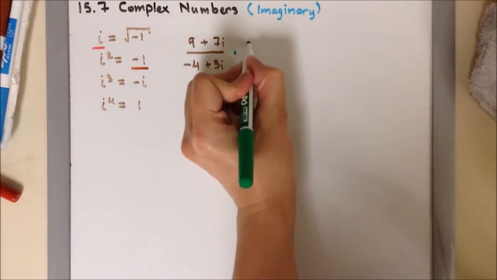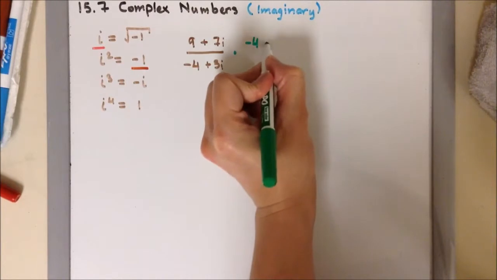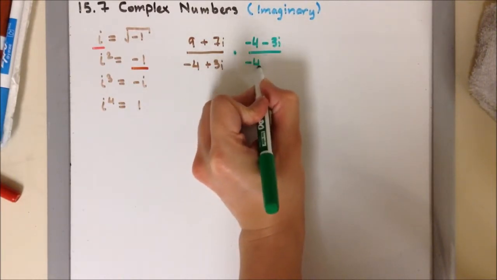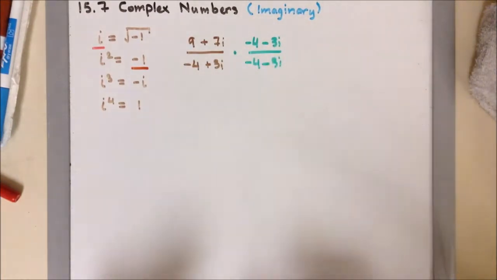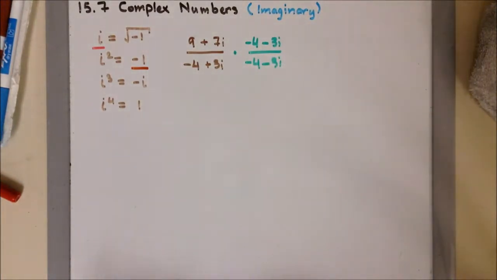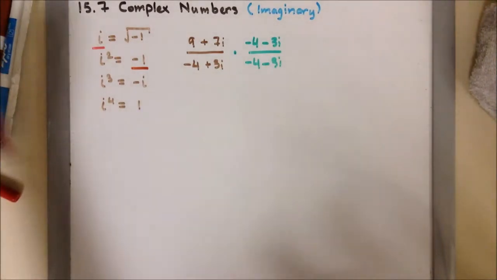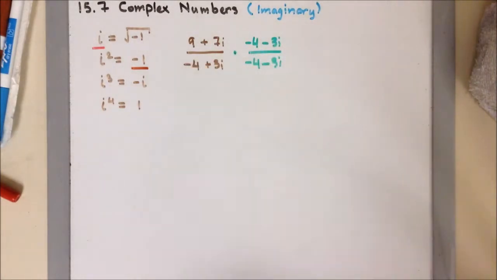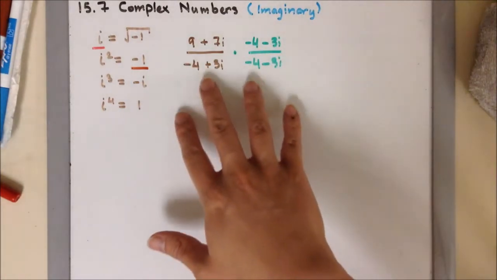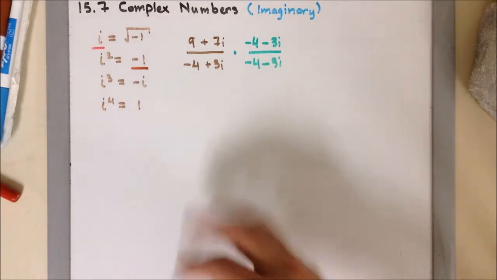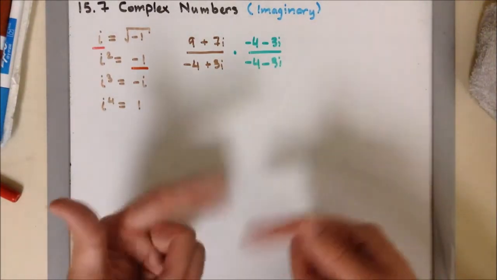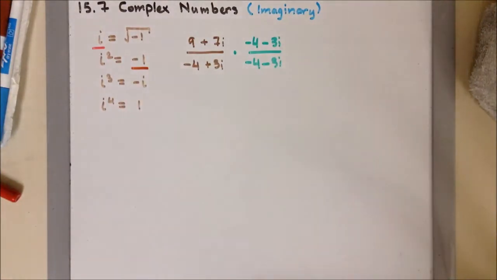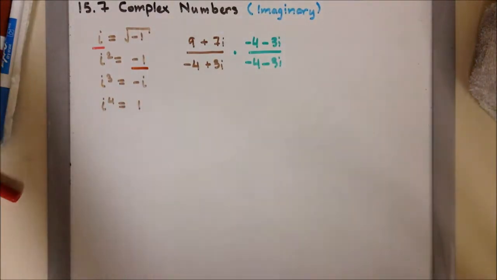So the conjugate will be negative 4 minus 3i over negative 4 minus 3i. I'm multiplying to the numerator and denominator at the same time. So what you're going to notice is that now in the numerator we have two binomial terms multiplying, and at the same time, we have two binomial terms in the denominator. So that means that when we're multiplying, we're going to FOIL twice in the numerator and in the denominator. So let's FOIL the numerator first.